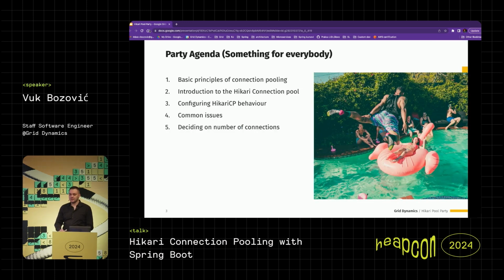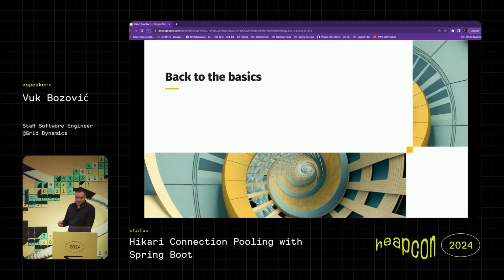What we will be talking about today is, first of all, getting all on the same page regarding what a connection is and how we establish one. Then we will see what the Hikari Connection Pool offers us. We will then see how we can configure it and influence its behavior. Then we will run through some common issues which are faced in the real world. And finally, we will maybe address the elephant in the room: how to exactly decide on the right number of connections for your database. Now, without any further delay, let's get back to the basics.